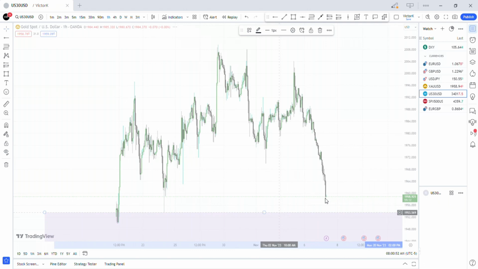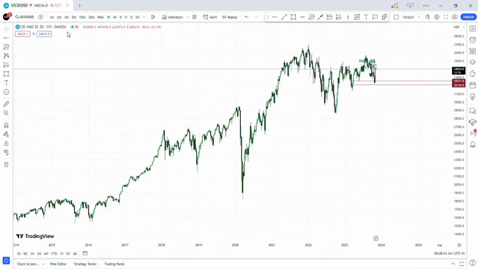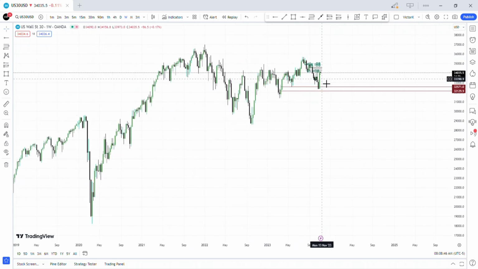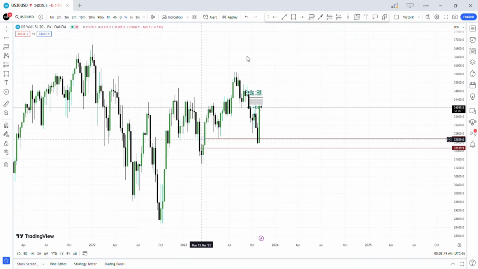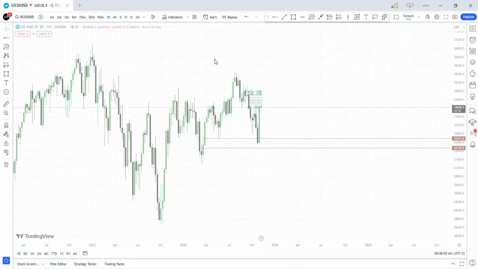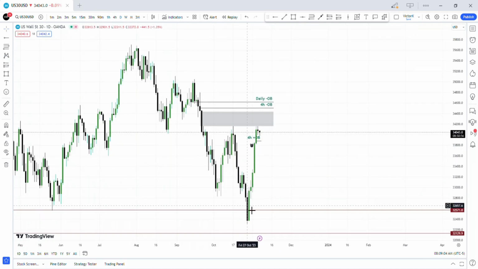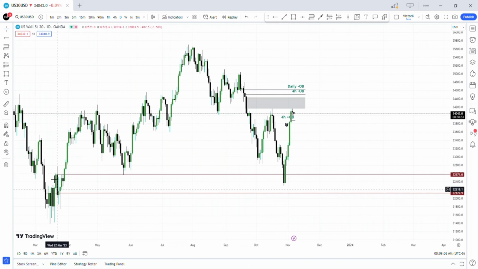US 30. Going up to the weekly chart as usual. All right. So for US 30 here, we can see that we had price move down in here. But let me move to the daily chart for this to be clearer. My network is lagging.